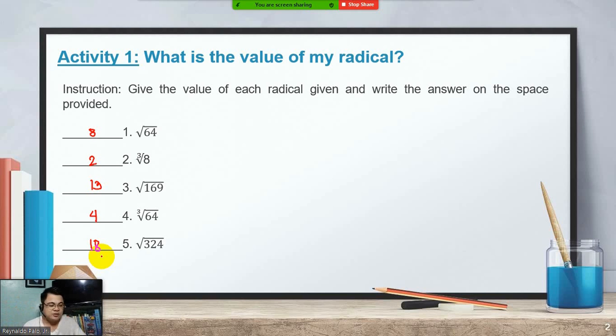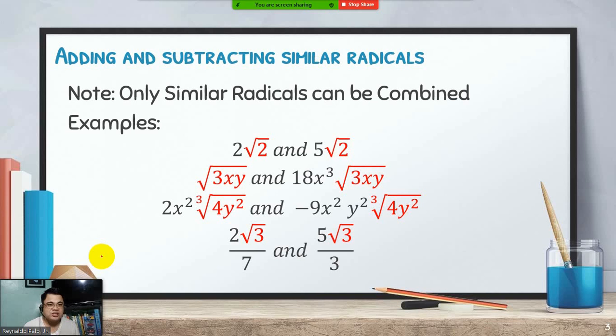So let's go. Now let's start first with adding and subtracting similar radicals. You have to take note that only similar radicals can be combined. Again, only similar radicals can be combined. So how are we going to know now if radicals are similar? Let's have the following examples.